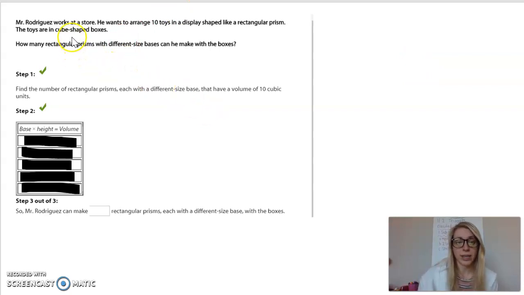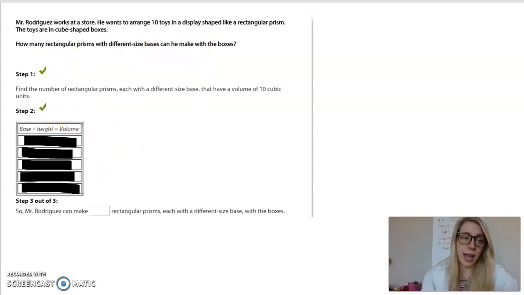Mr. Rodriguez works at a store. He wants to arrange 10 toys in a display shaped like a rectangular prism. The toys are cube-shaped boxes. How many different rectangular prisms can he make with these boxes, okay?